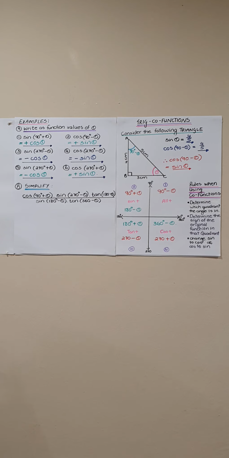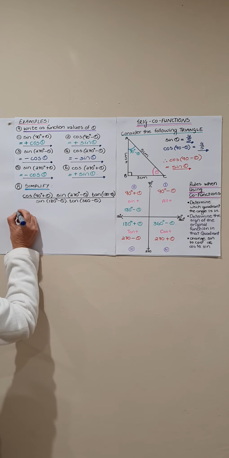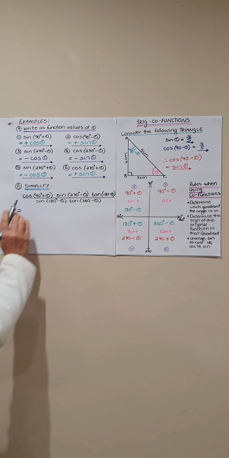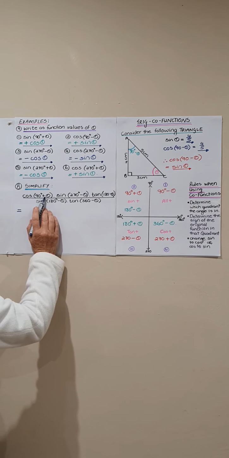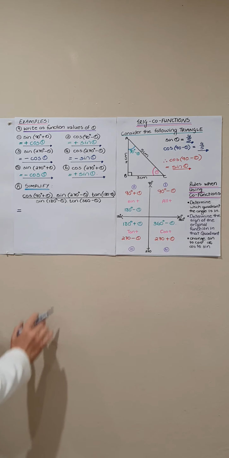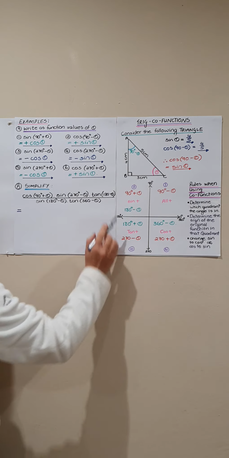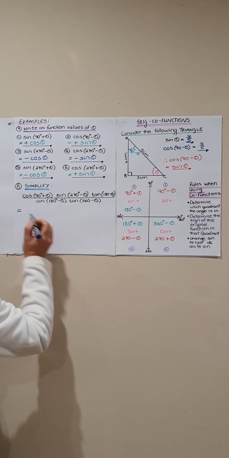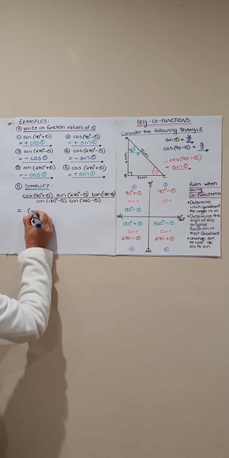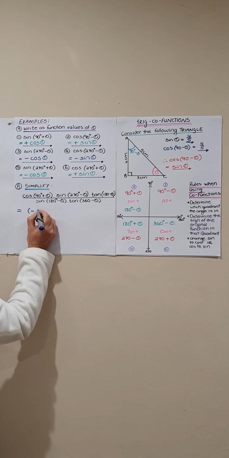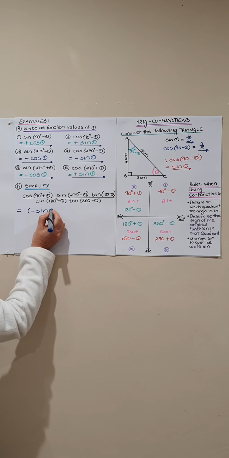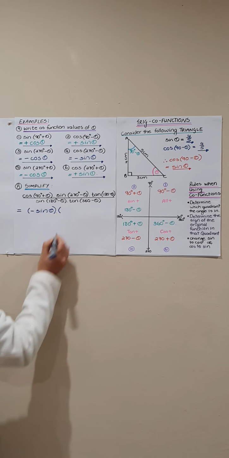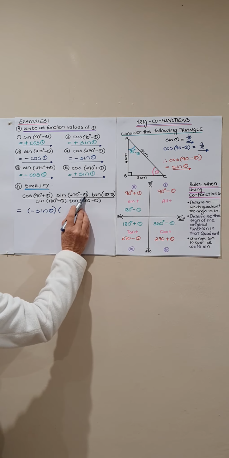So this is worth a lot of marks, and what is most important is my first step. If I look at cos of 90 plus theta, I again go to my diagram. Where is cos of 90 plus theta? It is in the second quadrant, and I see that cos is negative. So this is going to be a negative. I change the cos to a sine theta. Times by, I now have sine of 270 minus theta.